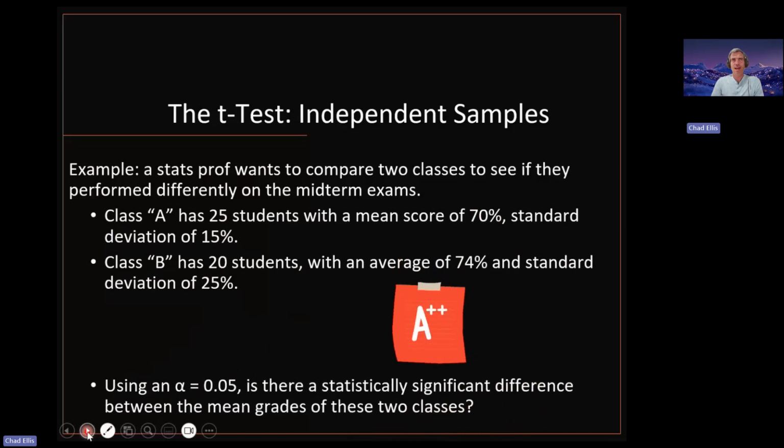So the prof wants to know, at an alpha level of 0.05, is there a statistically significant difference between the mean grades of these two classes? Again, you can see there's a 70% grade for one, 74% grade for the other one. There is a difference of 4%, but is this statistically significant at the 0.05 level?